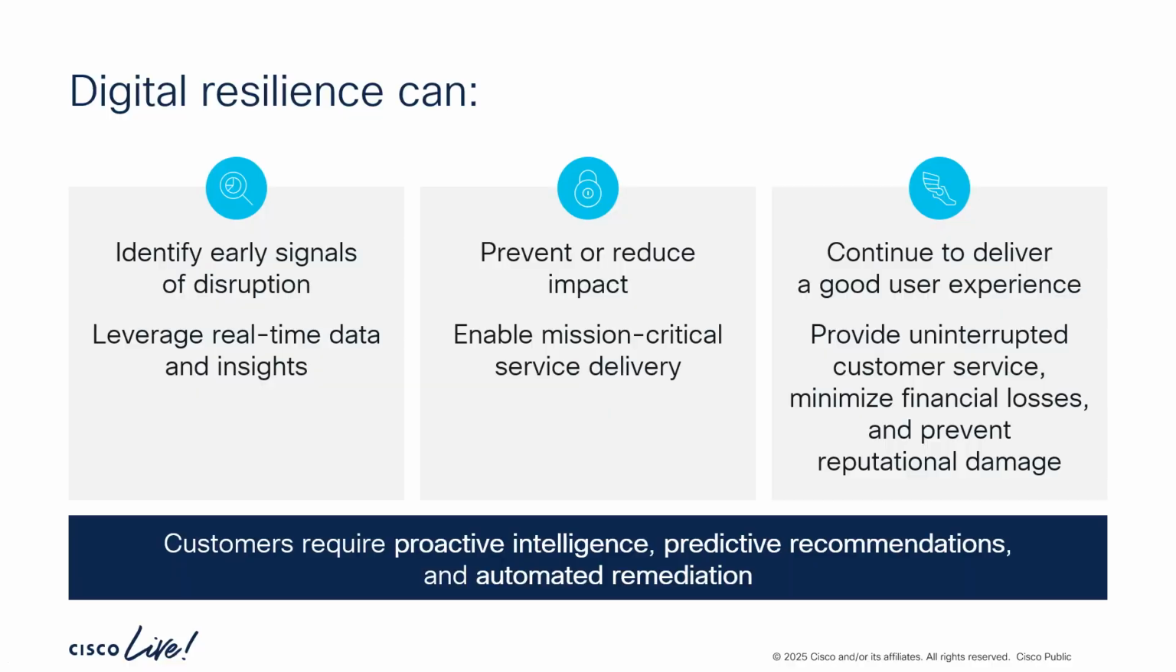And in order to achieve digital resilience, we have to be able to identify the early signs of disruption, look at the actual data, and specifically we're going to show you how we do that for the network. Once we have that data and those insights, it's about preventing or reducing impact. And lastly, we want to look at the end user experience, not just the network performance or the security performance, but what is actually the end user experience?